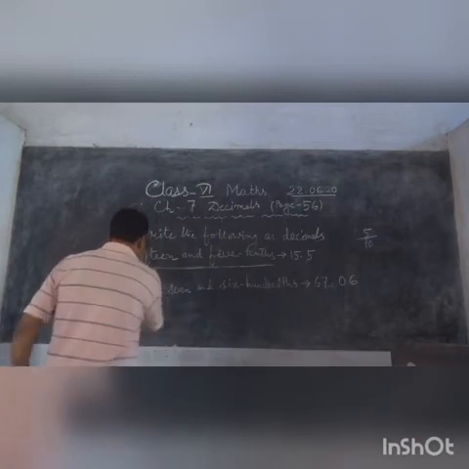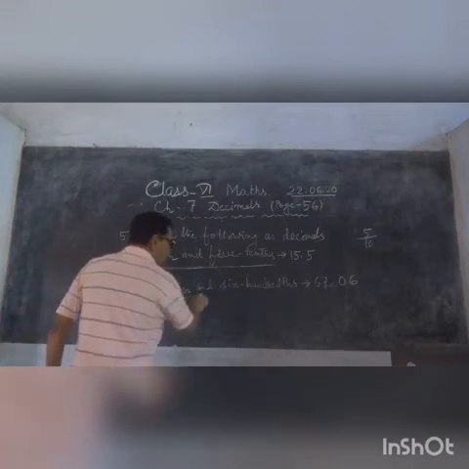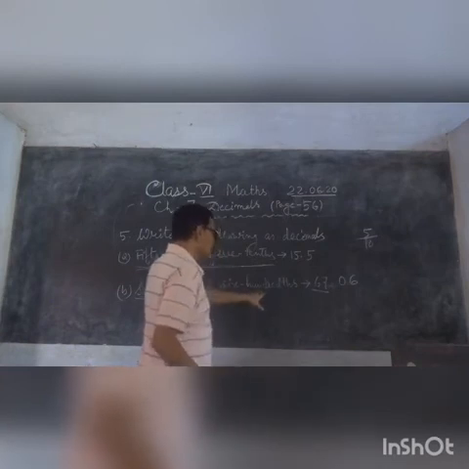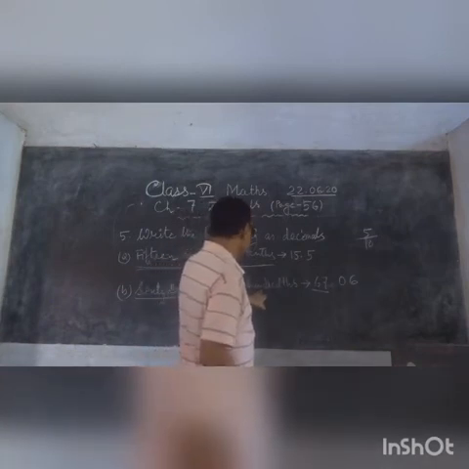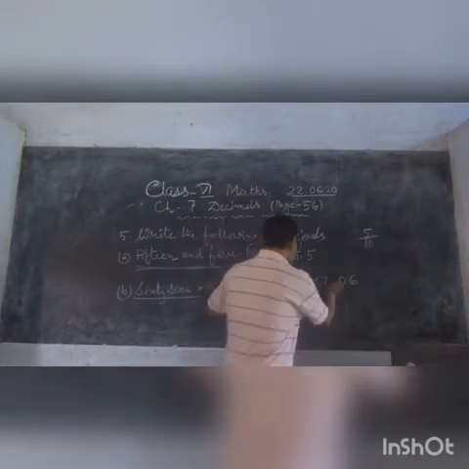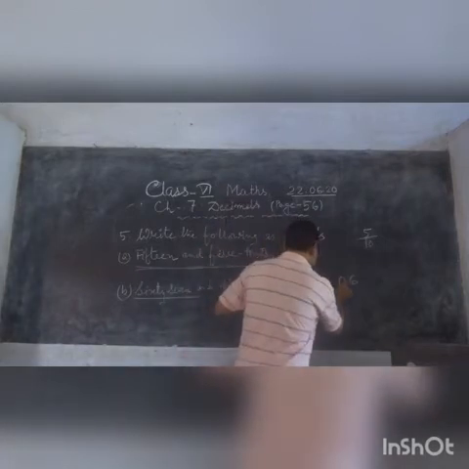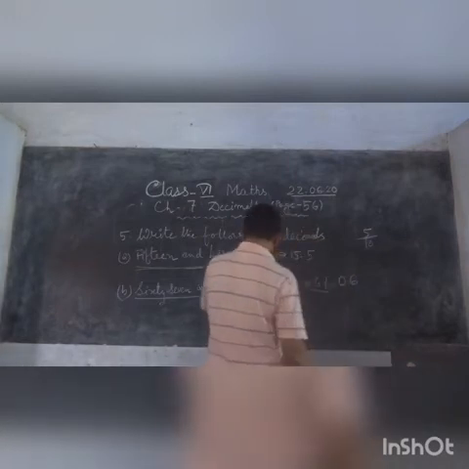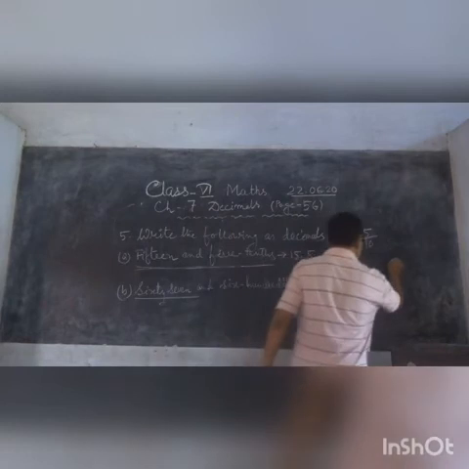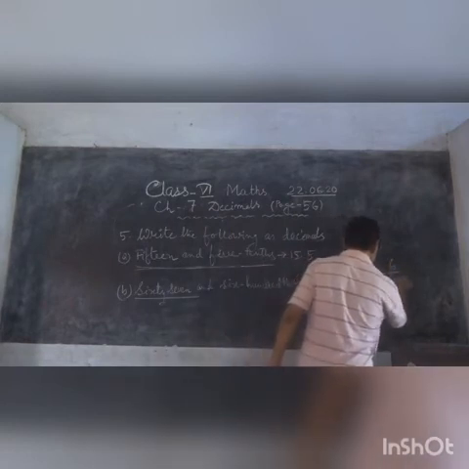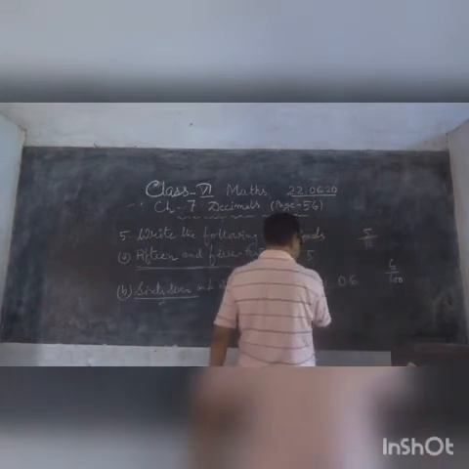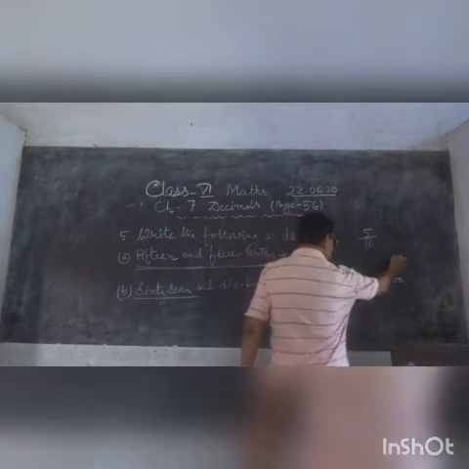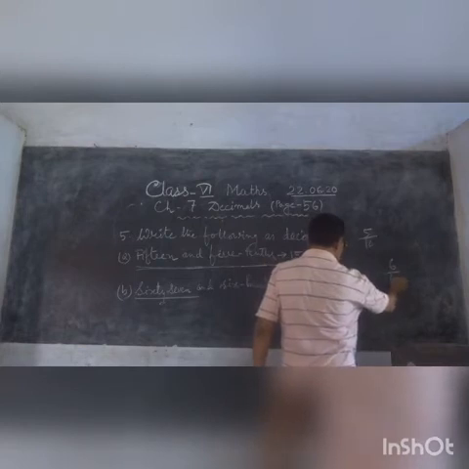And B, 67 and 6 hundredths. So write the whole number first, 67. Write 67 and then 6 hundredths. Now see that in the tenths place nothing is there, so it will be 0. And 6 hundredths, this is 6 hundredths, so this will be 67.06. And 0.06 means 6 by 100.